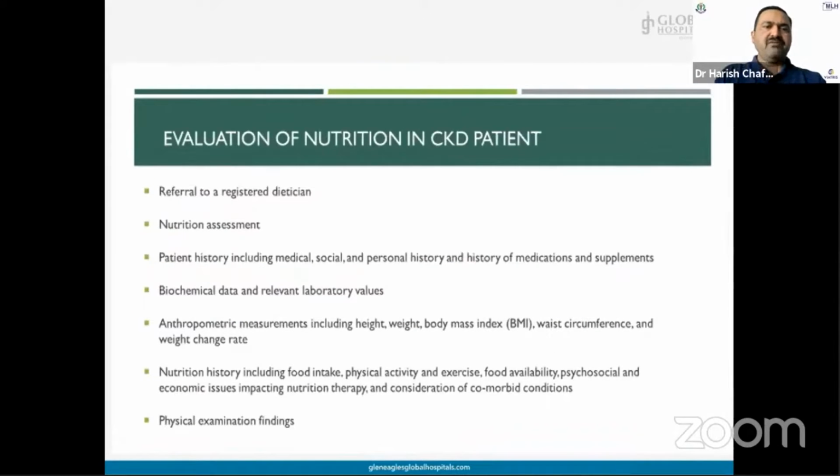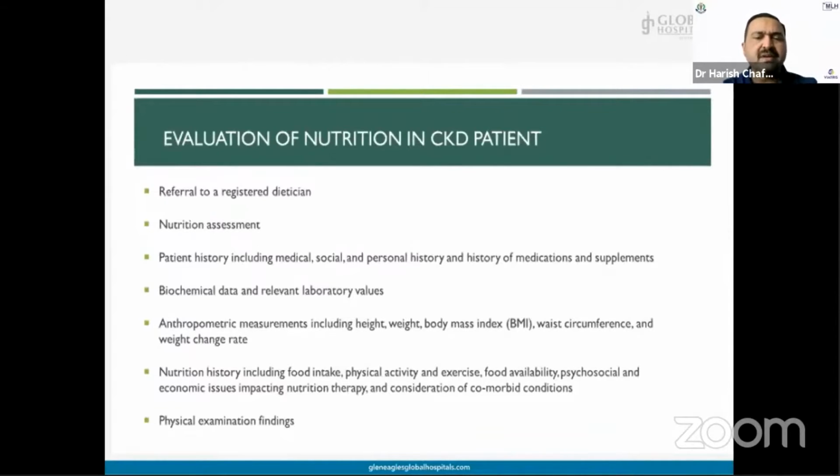Whenever you are evaluating the nutrition of a CKD patient, you definitely refer to a registered dietitian who needs to assess the patient before we start the nutritional assessment as well as management. Patient history, including medical, social, and personal history, history of medication, and supplements that are ongoing is very important, as well as analyzing the biochemical data and relevant laboratory values. Anthropometric measurements go without saying: monitoring height, weight, body mass index, waist circumference, and weight change ratio. What was the weight in the previous dialysis session, and what is the current weight? Nutritional history, including food intake, habits, physical activity, exercise, and food availability with the patient is also important.